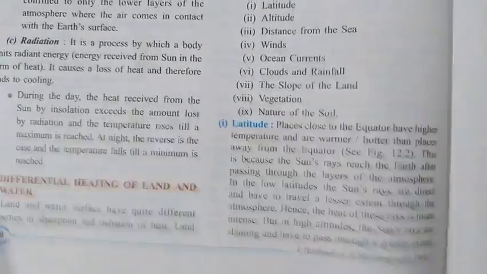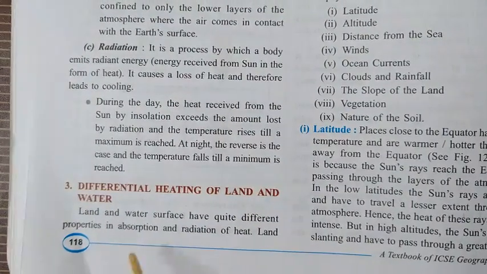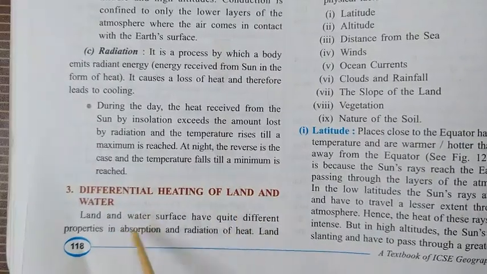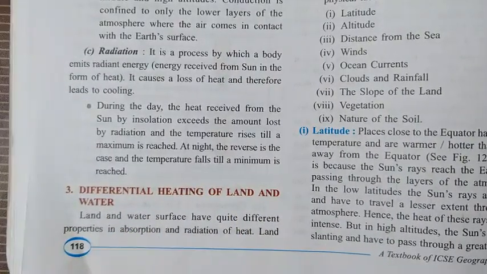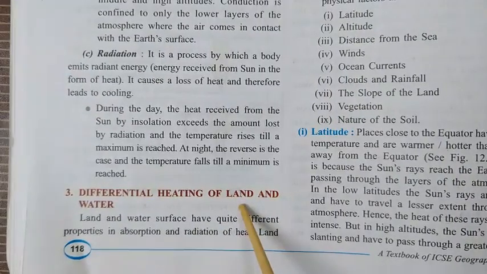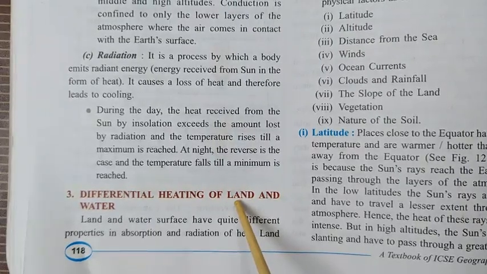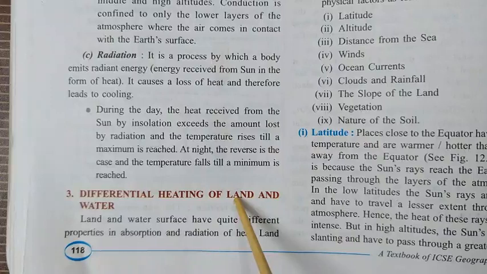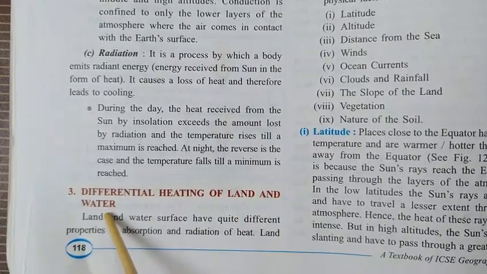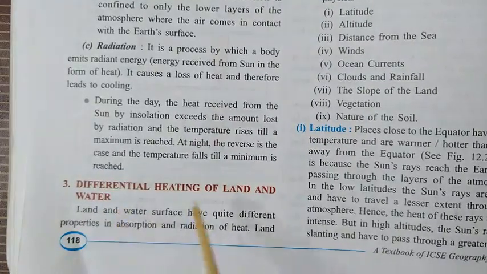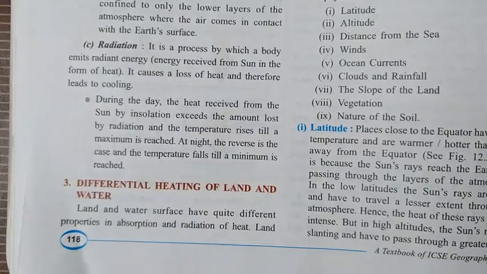Let's move now to the differential heating of land and water. Usually you know that land is a solid and water is a liquid, and there is a difference between the heating of the land, a solid, and the liquid. During the day, when the land receives the sun rays, it absorbs the heat, and the land becomes hotter quicker than water bodies like oceans, rivers and lakes. This can be seen as the differential heating of land and water.